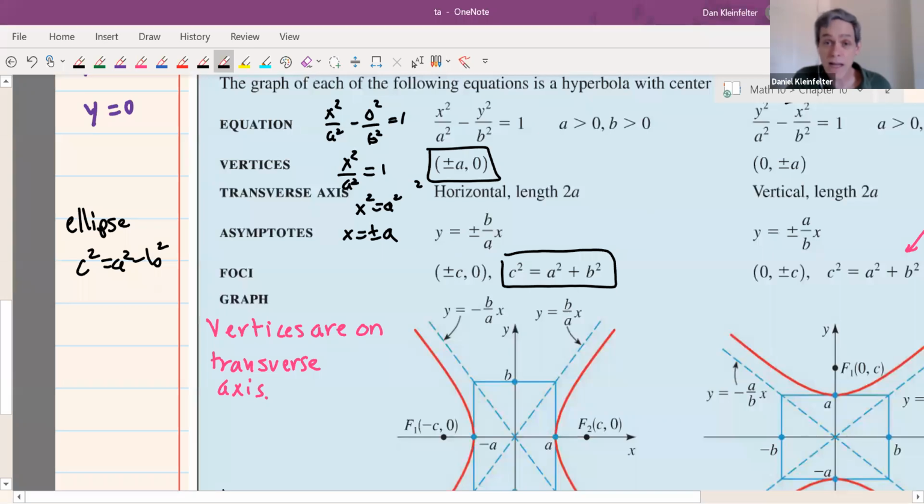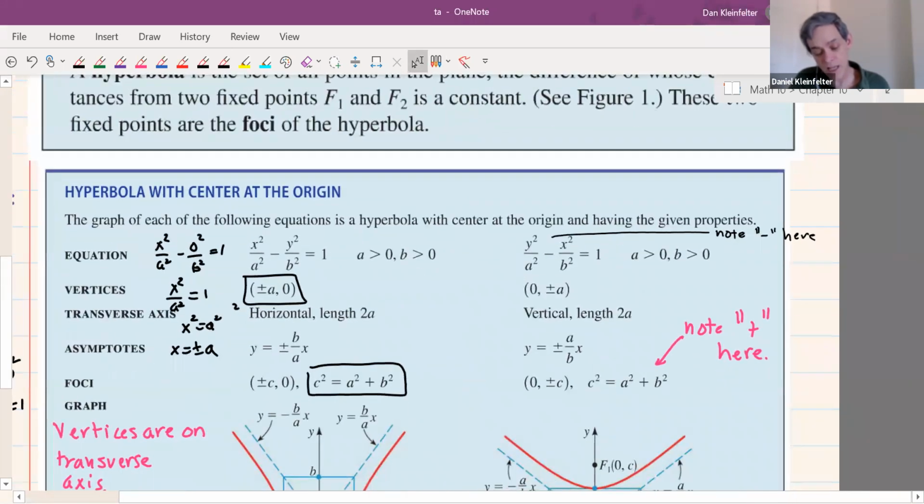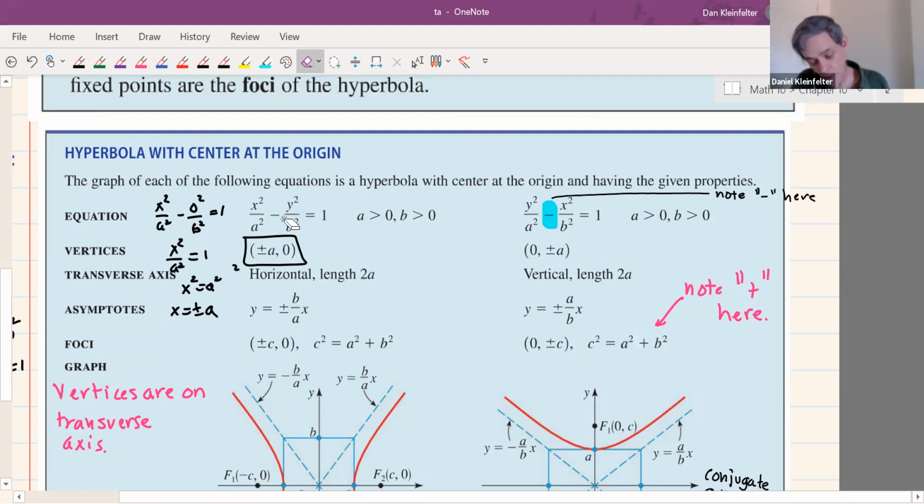Okay, how to keep that straight? The equation for an ellipse has a plus in it, so the formula for the foci has a minus, okay? For a hyperbola, the equations for a hyperbola have a minus in them. The formula for the foci is going to have a plus in it. So basically the sign is always opposite the sign that you see in the equation for the shape itself. Okay.